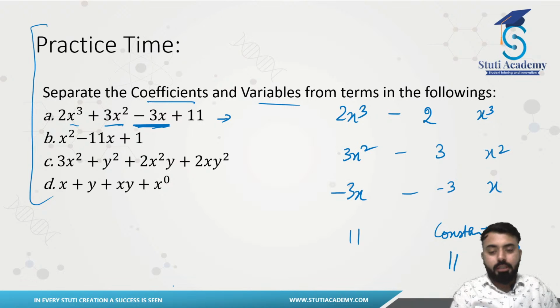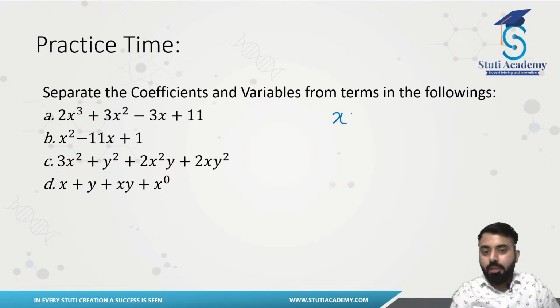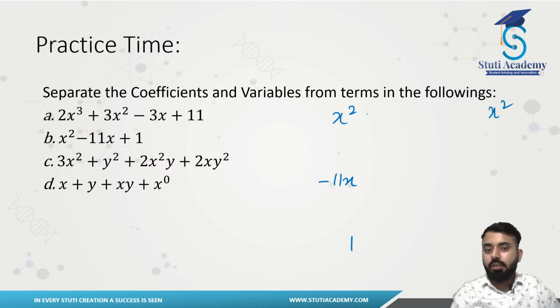Easy. Now let's see, if I erase this and start with the second one, you guys see, first term x square, second term negative 11x, and third term 1. Variable x square, it does not have any coefficient, that means it is 1. Variable x, coefficient negative 11. Now in this case it is constant, or you can do it like this, variable x raised to power 0, coefficient 1. So that is the whole point here.